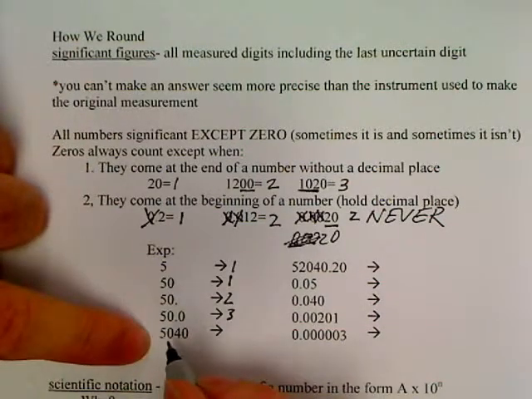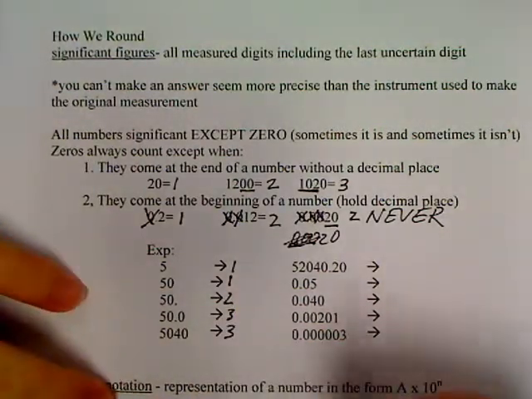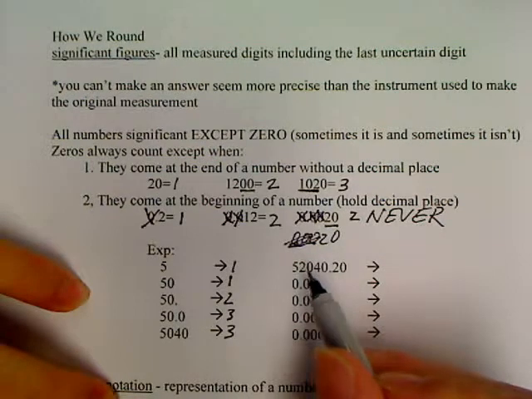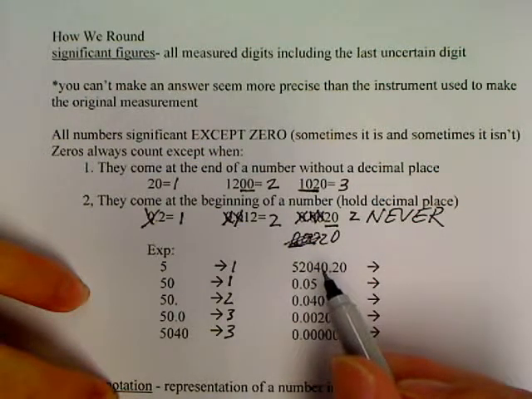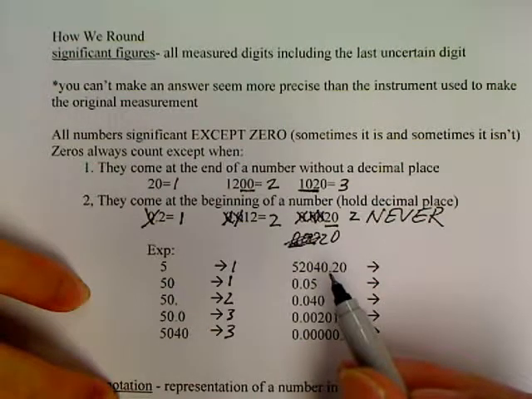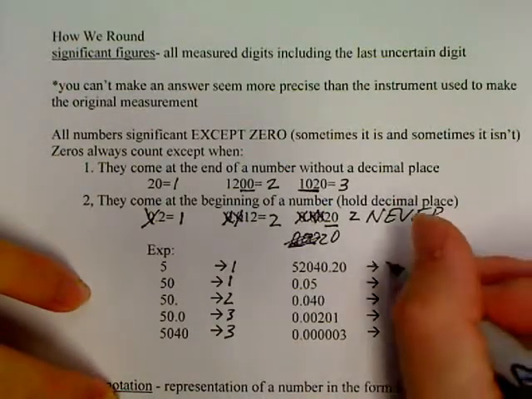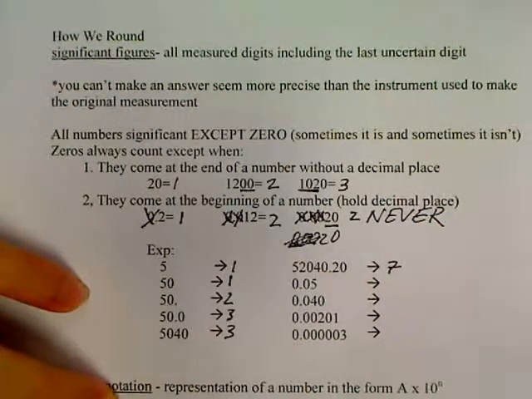Here, 5040. The 0 on the end doesn't count because there's no decimal. This 0 is a no brainer, it counts. It's between 2 numbers. If you see a 0 between 2 numbers, you don't even have to worry about it. So this one has 3 sig figs. This one over here, this 0 is between 2 numbers, this 0 is between 2 numbers. The 0 on the end is a question, but because there's a decimal, it counts. So you've got a total of 7 sig figs in this one.